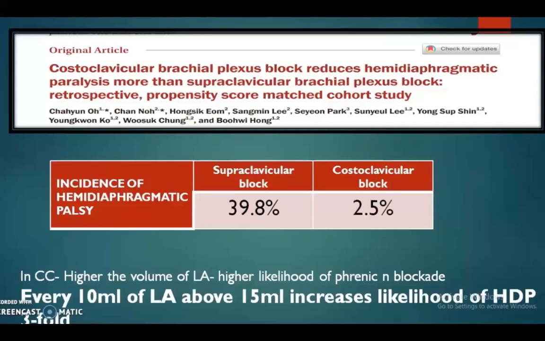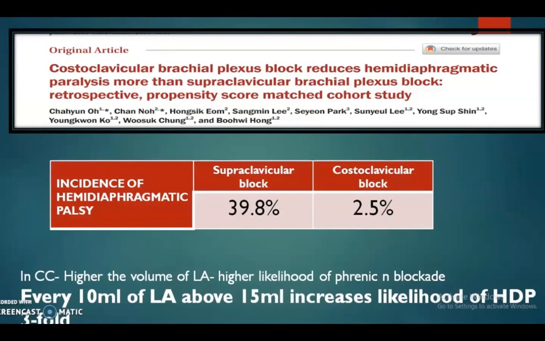So this was a study that compared the rate of complications, especially the hemidiaphragmatic paralysis, in supraclavicular versus costoclavicular blocks, which was published recently in 2020. And they found that there is significantly higher incidence of hemidiaphragmatic paralysis in supraclavicular block compared to the costoclavicular block. In fact, they suggested that higher the volume of local anesthesia in the costoclavicular block, more is the likelihood of phrenic nerve blockade, to the extent of every 10 ml of local anesthesia above 15 ml increases this likelihood by threefold.